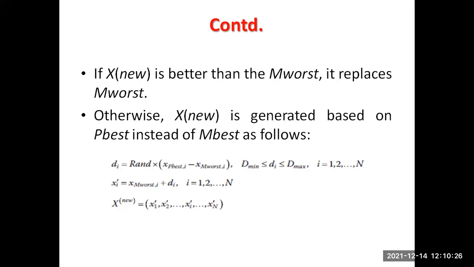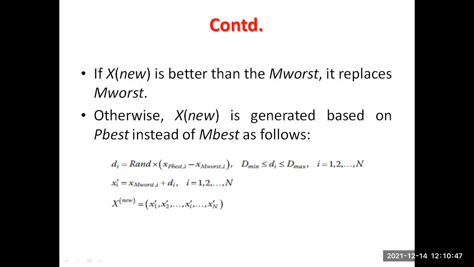Okay, but if it is found that within the colony that particular worst frog has no chance to improve, then what has to be done? We will take help of the global best one. Within the entire population, entire colony, all the sub-memeplexes, memeplexes, there will be a best one. So that best is selected.